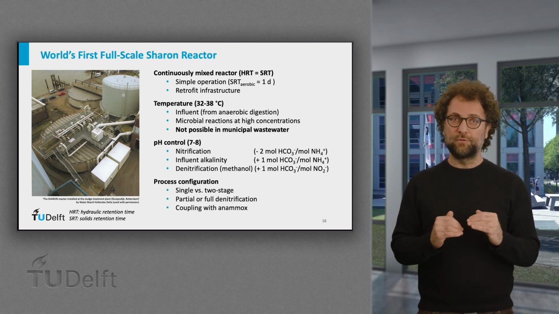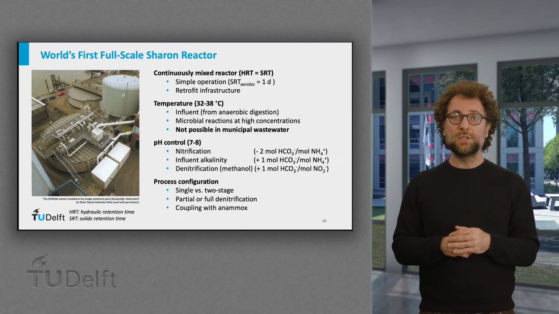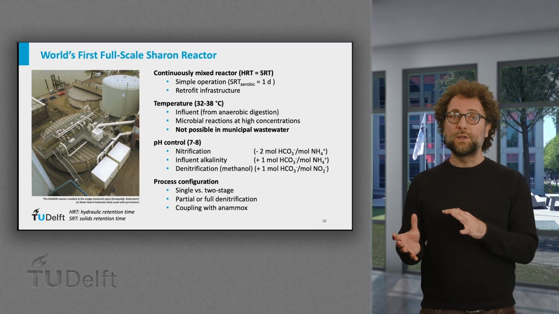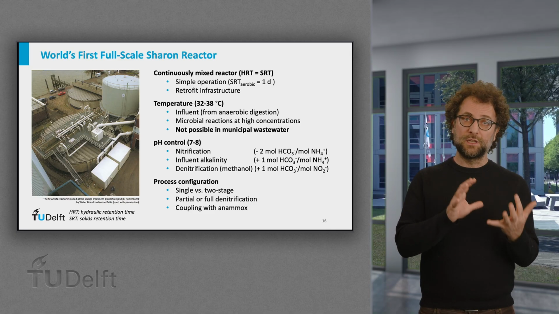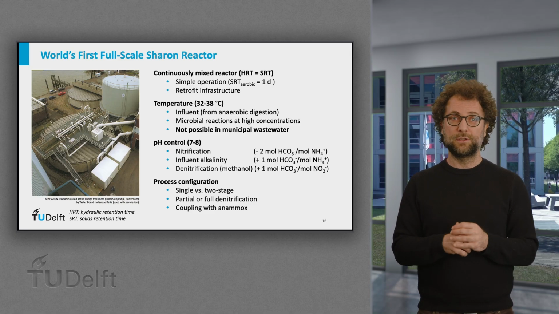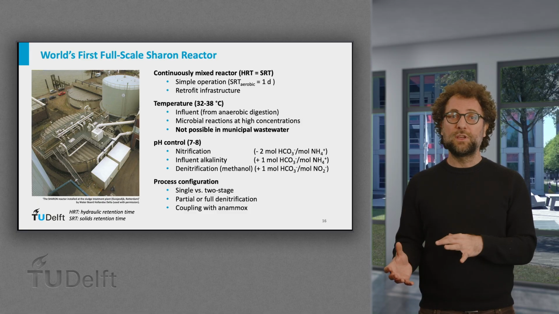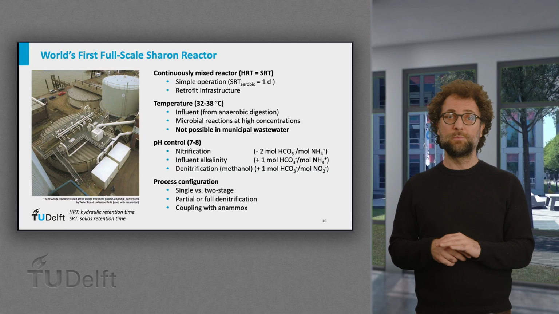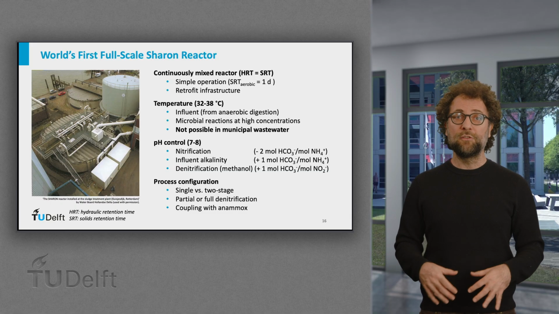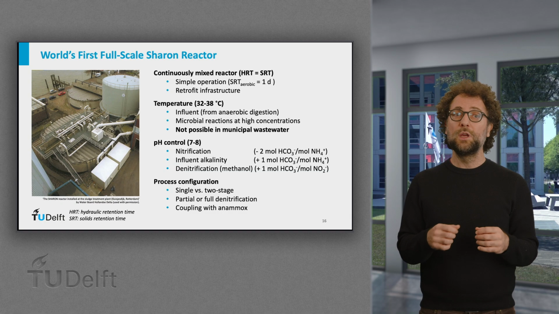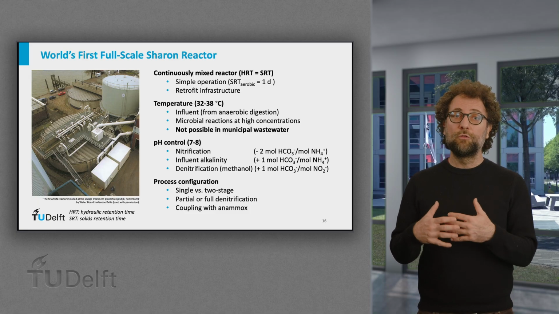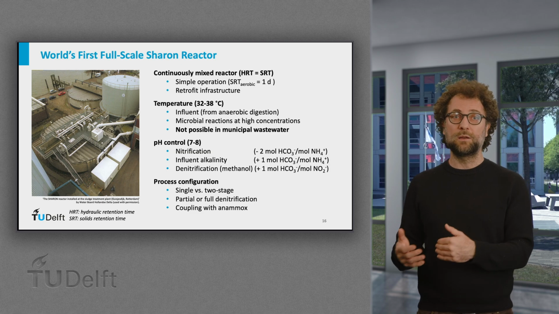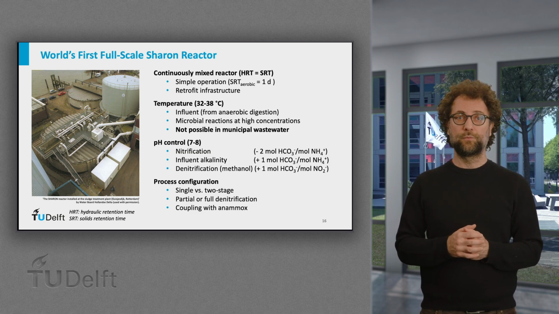In terms of process configuration, the Sharon process can be implemented as a single or 2-stage process, where the nitritation and denitritation reactors are in series. Denitrification can be implemented only for pH control or for full nitrogen removal. Ultimately, a very interesting Sharon implementation is a combination with Anammox for fully autotrophic nitrogen removal, as we will learn in the Anammox application lecture.